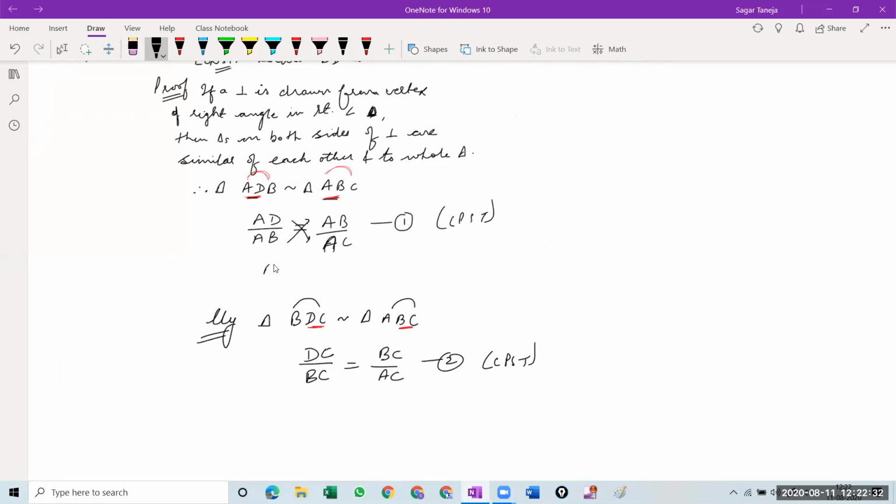AB into AB will be AB square, and AD into AC will be AD into AC only. And make this your first equation. Otherwise, later on also we have to write the same. So do it here only. And here also like this, cross multiply here only. Then BC into BC will be BC square, and here will be DC into AC.